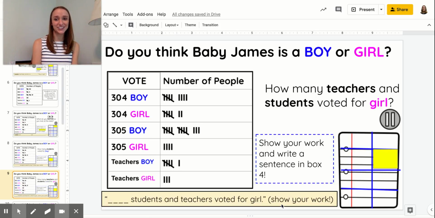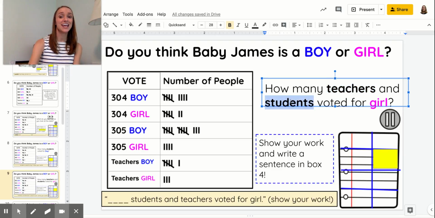All right, you guys are doing a great job. Question number 4 says, how many teachers and students voted for girl? So now I want you to look just where you see girl, or the pink. Now I see 2 words here. I see teachers and students. So those are 2 groups of people.